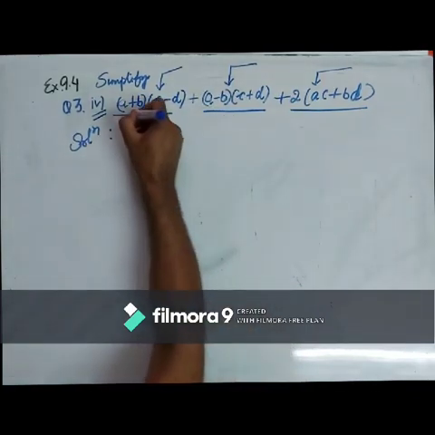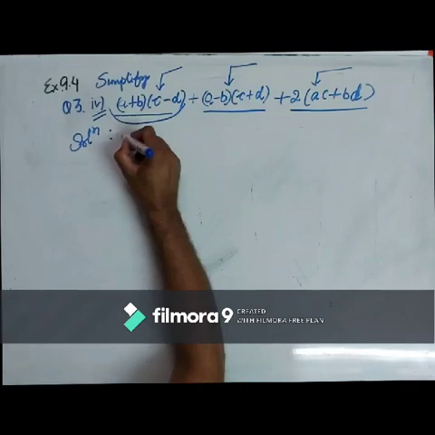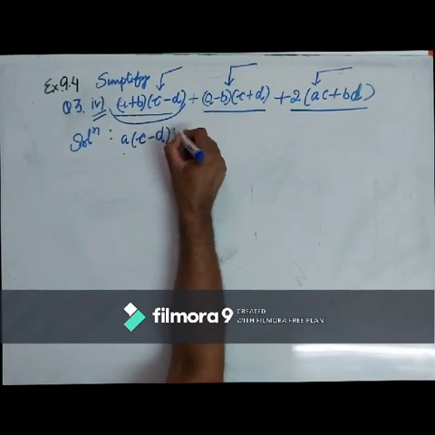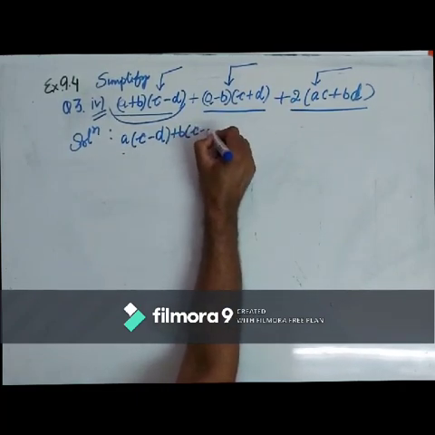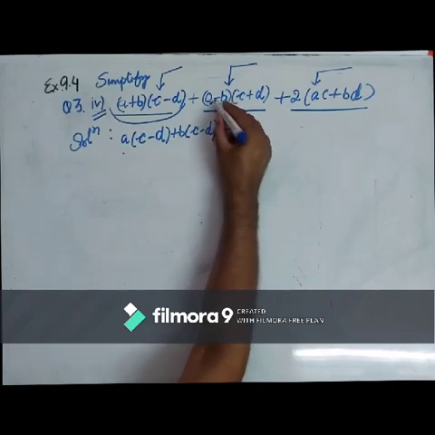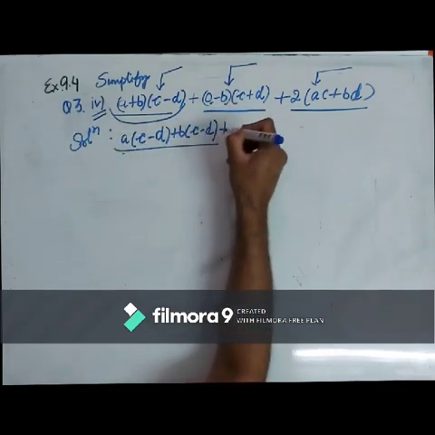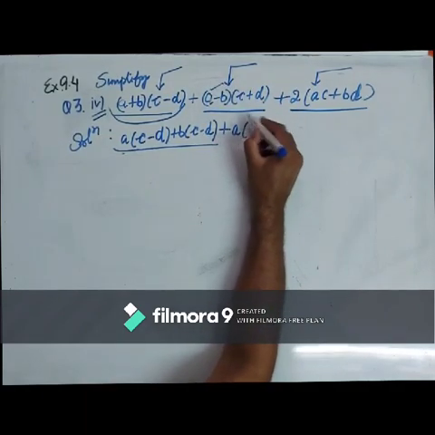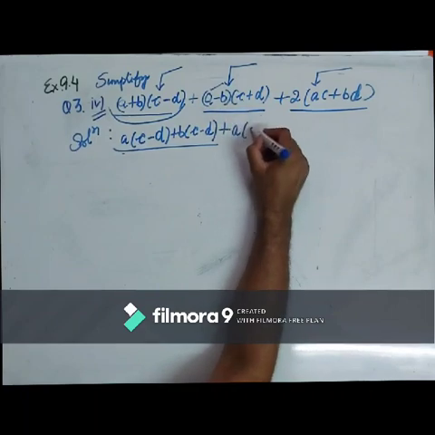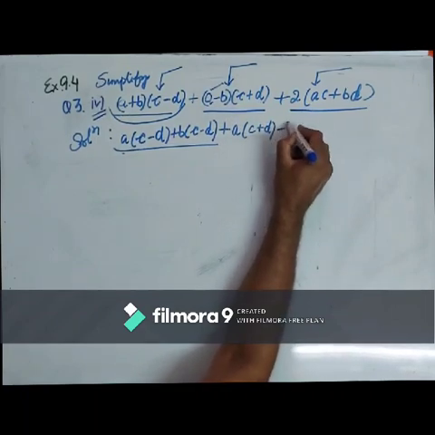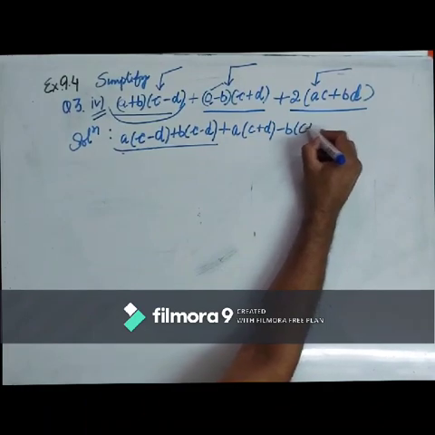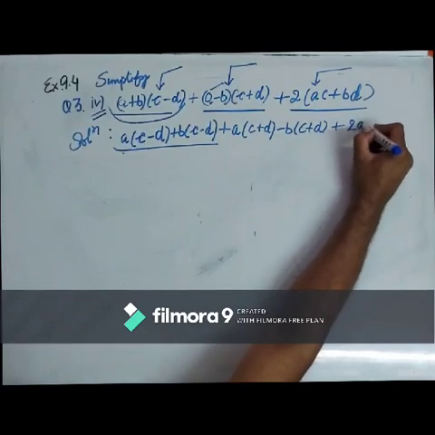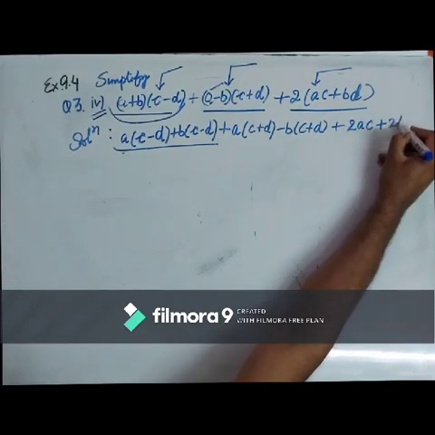A simple thing, just perform the first one as we have done previously, a into c minus d plus b into again c minus d plus, so this one is first part, first binomial into binomial. The second one is pick a and write it as a into c plus d minus b into c plus d again, and this is 2, enter this 2, this is 2ac plus 2bd.